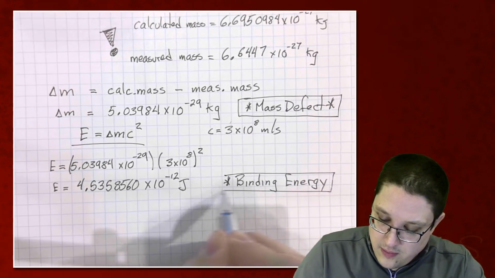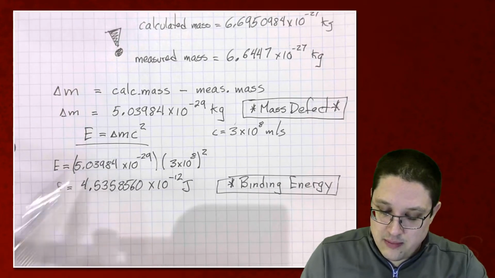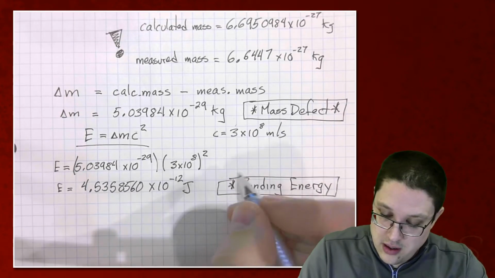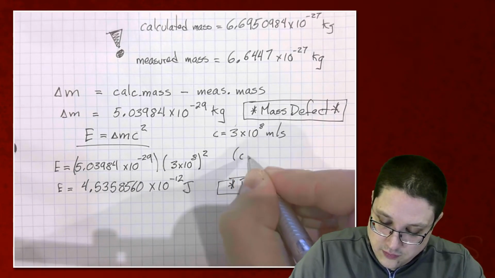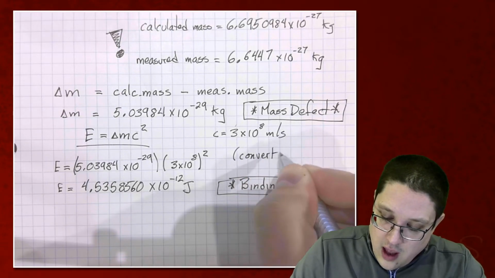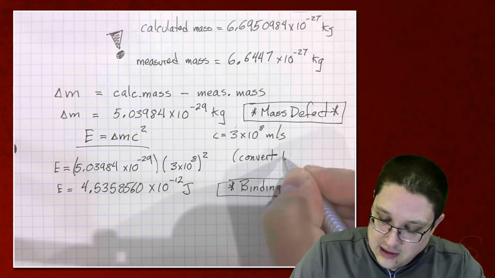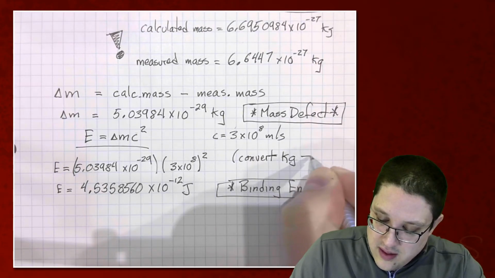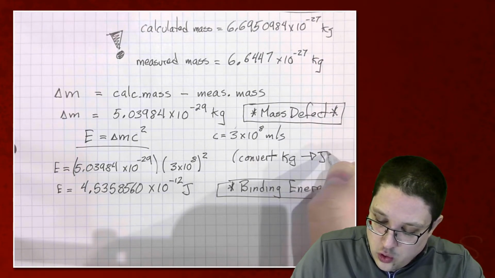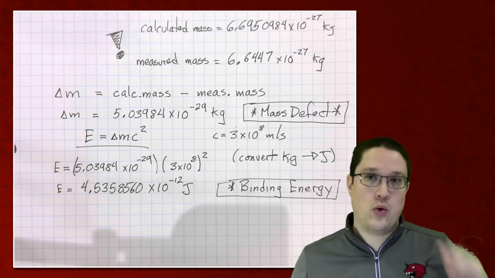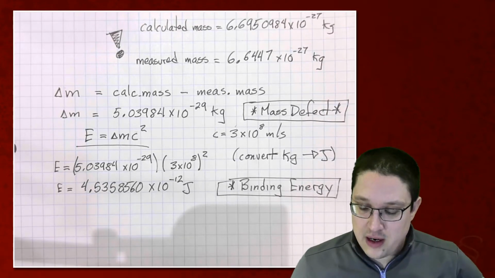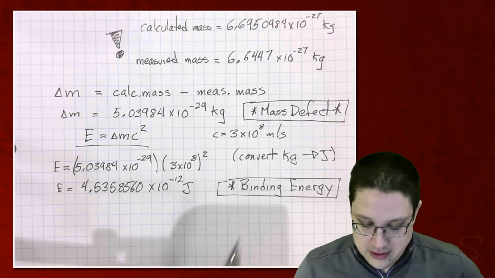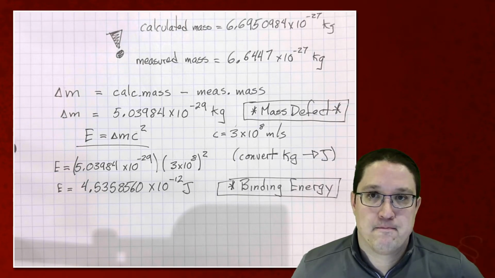Okay. And this is important because E equals mc squared converts, if I have my mass in kilograms, this converts it into joules for my units. We'll look at other units later, but converting kilograms into joules, this is my binding energy.